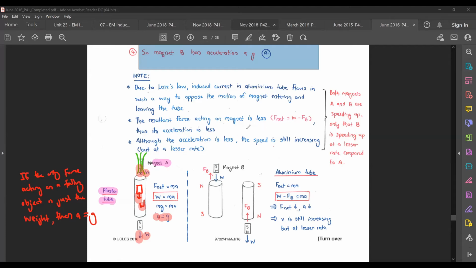Now, when you look at magnet B, this is where things start to become a bit different. When you look at magnet B that is falling through the aluminium tube, I know that my magnet B has its own magnetic field. So when it falls through the aluminium tube, it is cutting the magnetic flux of magnet B. And because aluminium is a conductor, you're able to have induced current. You have EMF induced, you have induced current, right?